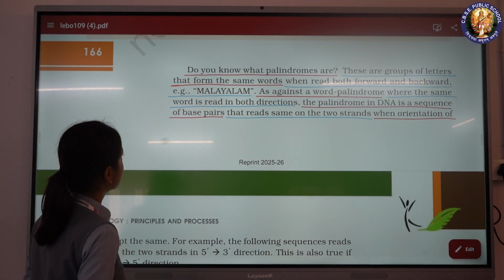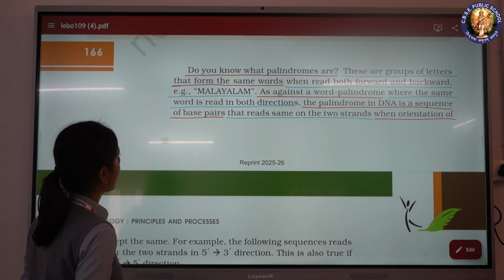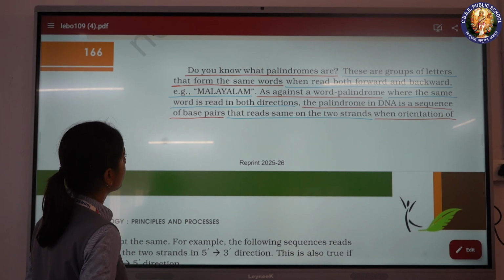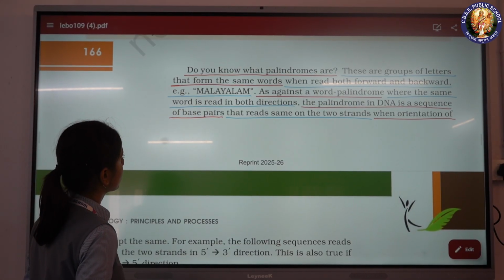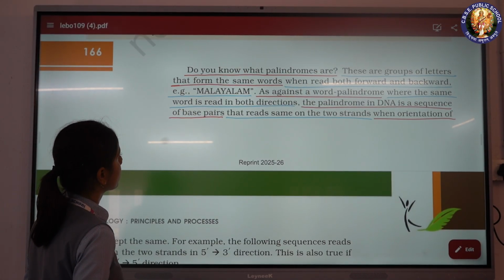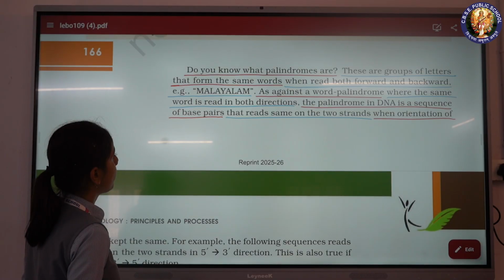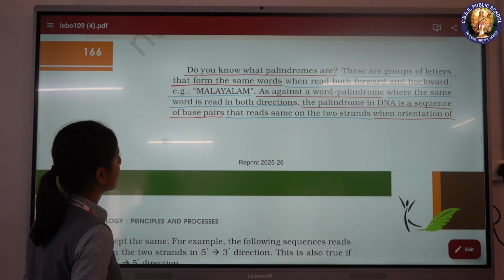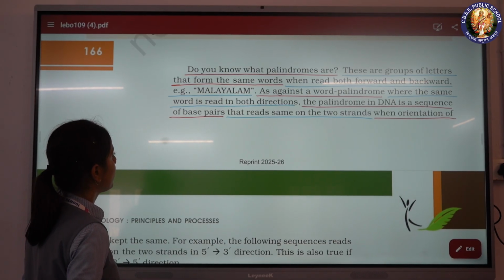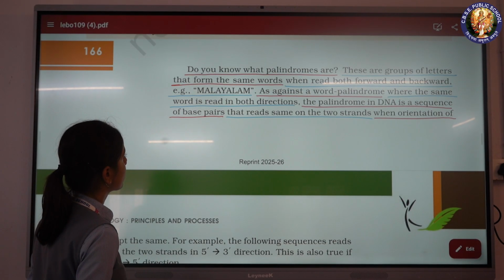Example: Malayalam. As against the word palindrome, where the same word is read in both directions, the palindrome in DNA is a sequence of base pairs that read the same on the two strands.